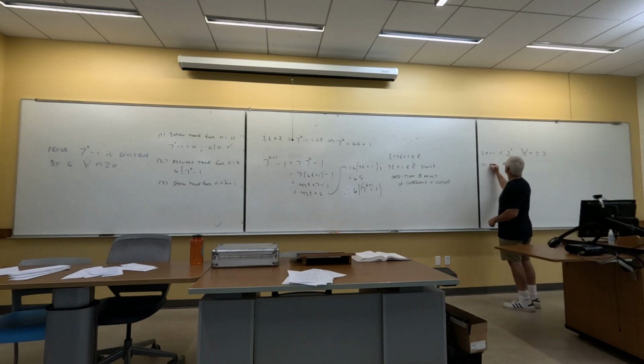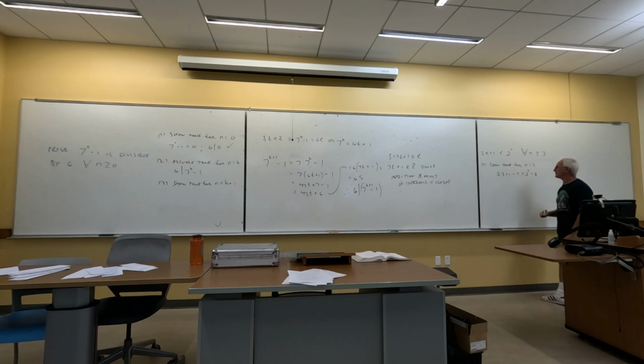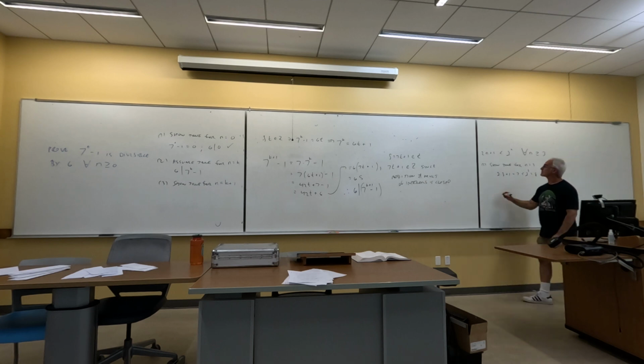So, case 1, show true for n equals 3. So 2 times 3 plus 1 equals 7, and that is smaller than 2 to the 3rd, which is 8. It's an inequality this time.